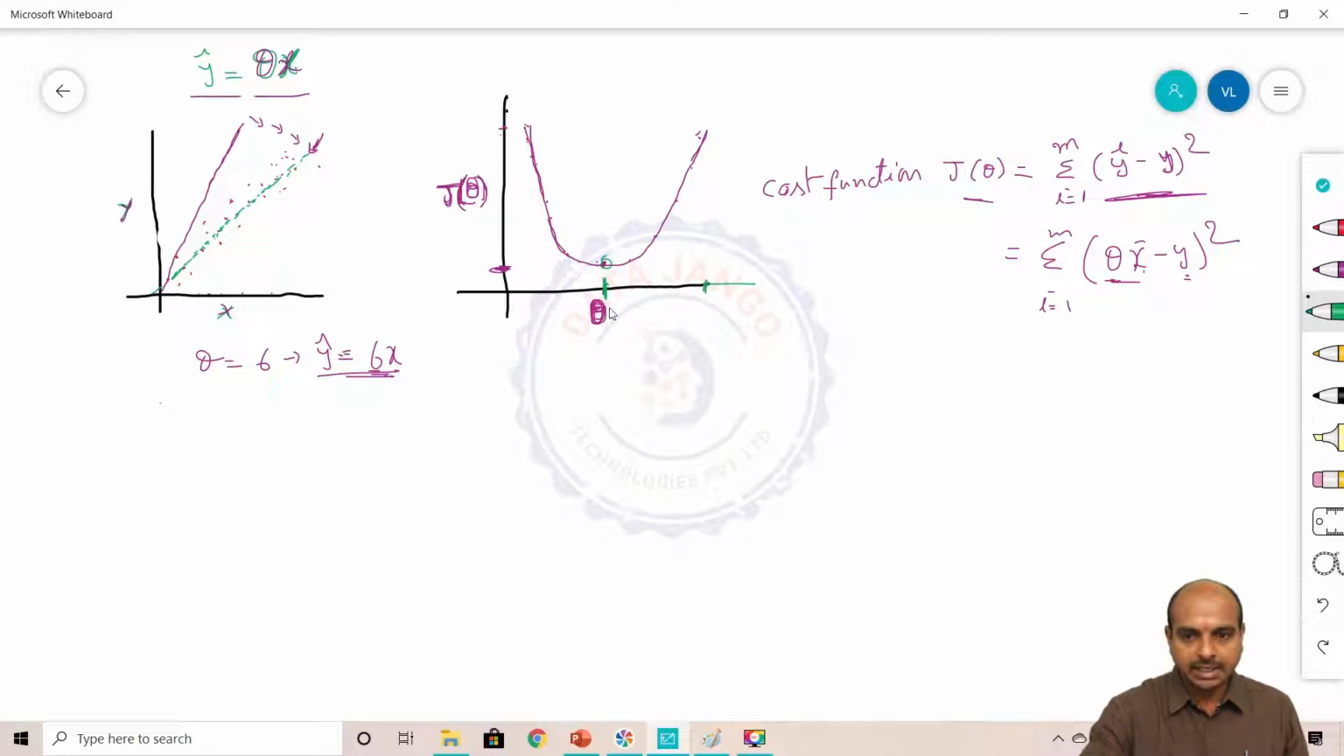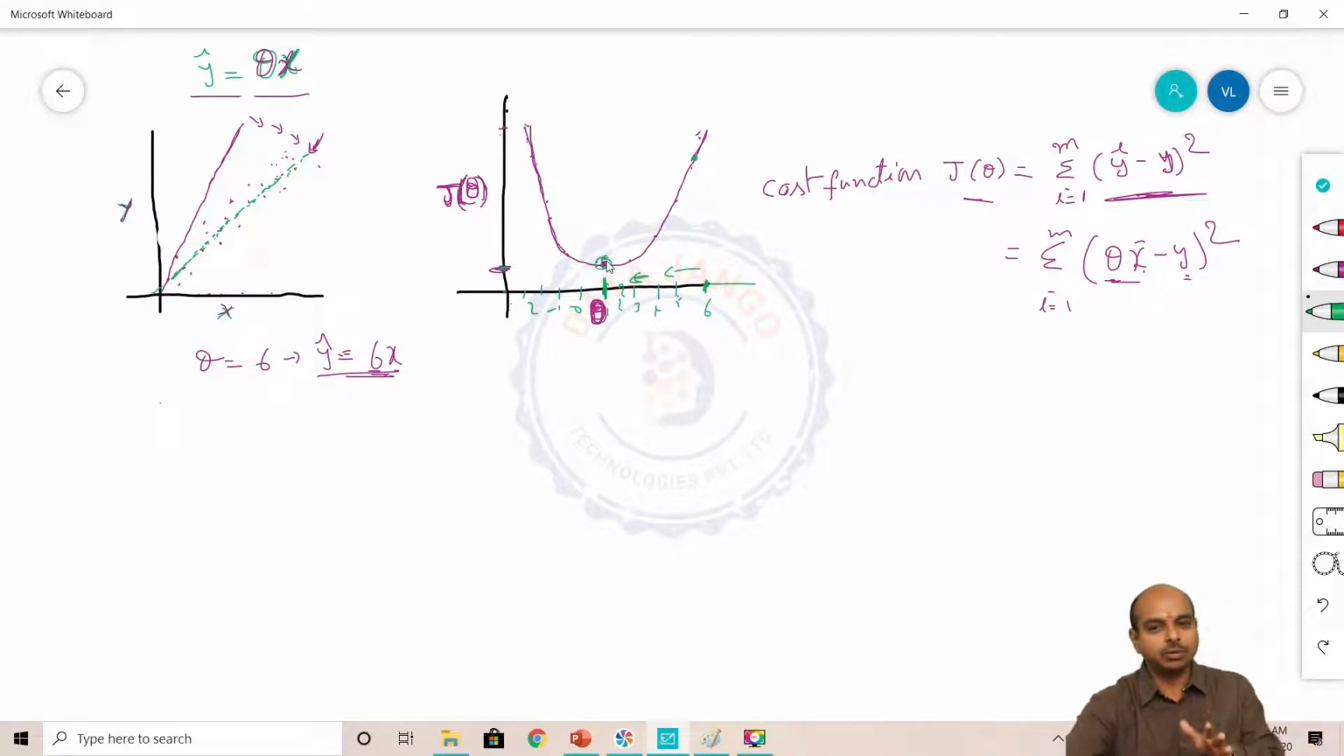On the x-axis we have taken theta, right? So this may be 6, this may be 5, this may be 4, 3, 2, 1, 0, minus 1, minus 2, like that, right? So your 6 may be somewhere here. What we need to do? We need to move in this direction. Well, how do we know? Because of the cost function we know. In the cost function, we have seen that there is a minimal error place for a theta. If the cost function is not convex, you will not know where exactly you need to move or in which direction you should move.